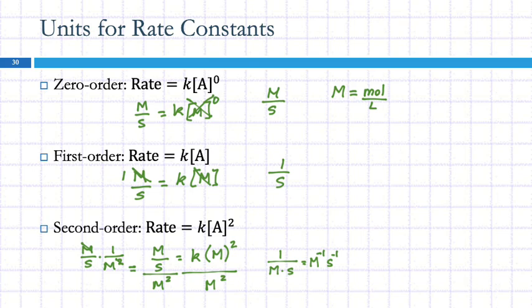Any questions? Yeah. So for first order, can it also be S to the minus 1 instead of 1 over S? It could. Yes, it could be S to the minus 1. And actually, occasionally you'll see this one written as molarity times S to the minus 1. It kind of depends on how it's being written.